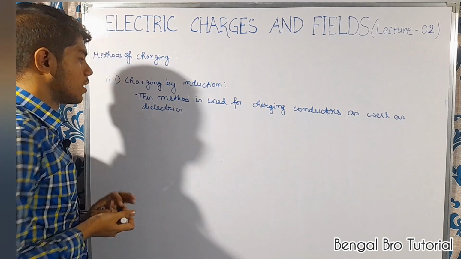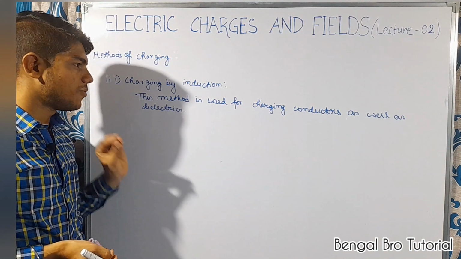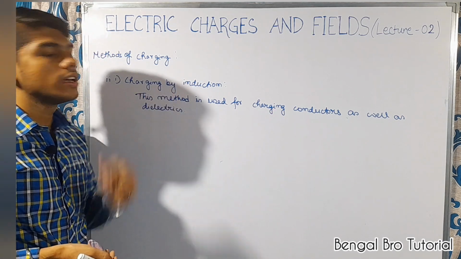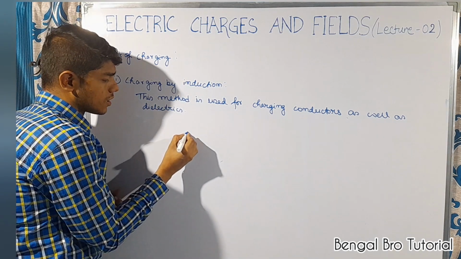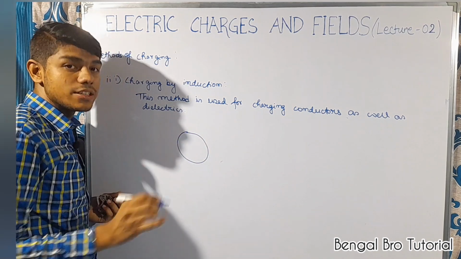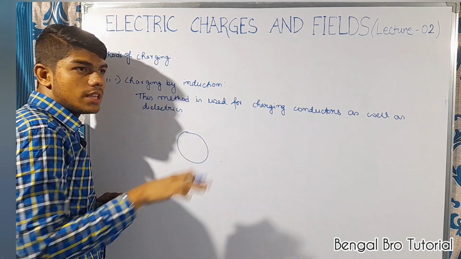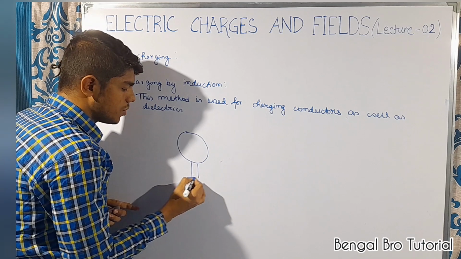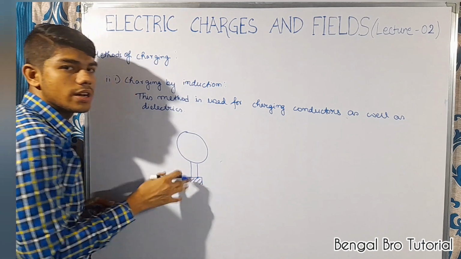Okay, I will discuss the concept of dielectrics later, but first let us see how we can charge conductors by the method called induction. For this, say we have a neutral conductor, which is isolated, meaning it is not in contact with any other body, and we place it on an insulating stand. This is an insulating stand.